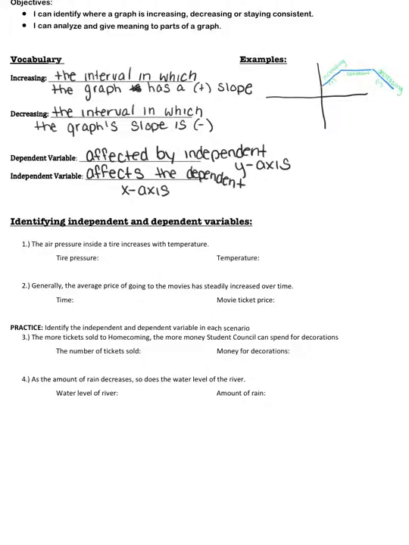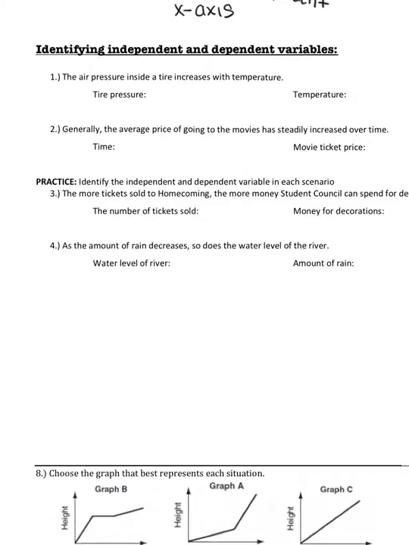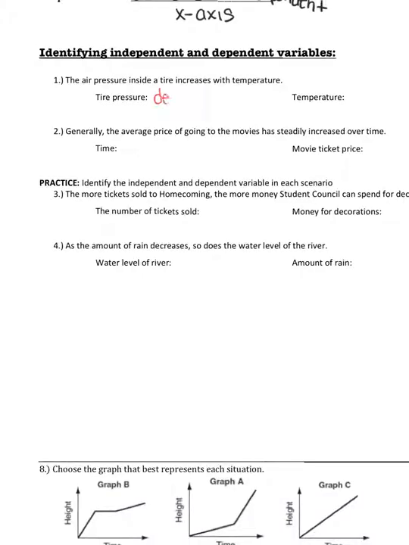So we're actually going to take some time just to identify the difference in situations between what's the independent and the dependent. So looking below here, in number 1 it says, the air pressure inside a tire increases with temperature. So is the temperature affecting the air pressure or is the air pressure affecting the temperature? That's usually the question that I'll ask myself. So I would say that the air pressure is being affected by the temperature. So the tire pressure is the dependent. And then the temperature is the independent.